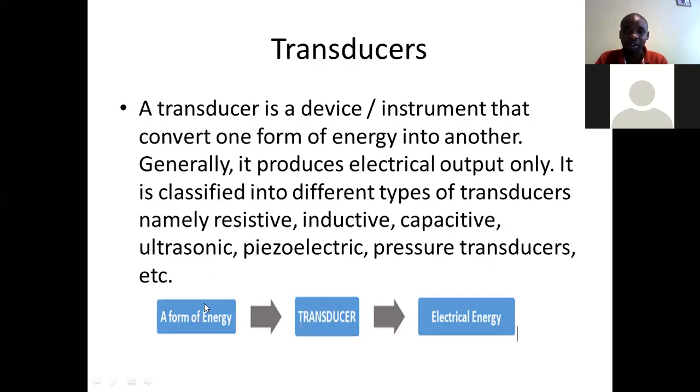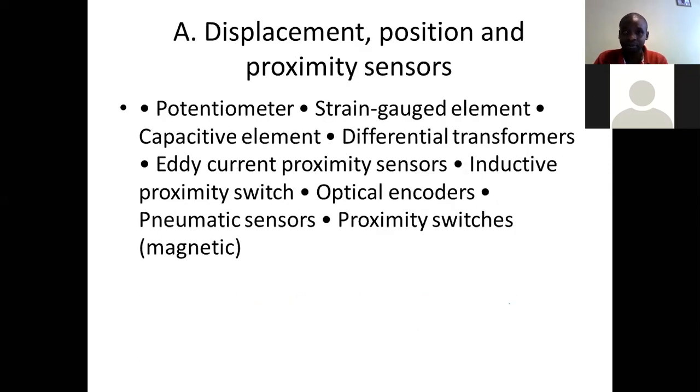You can see this diagram here. We have one form of energy. It can be mechanical, it can be heat, it can be sound. And then the transducer can convert that into an electrical energy. So most of the instruments which we have act as both sensors and transducers. That means they can sense, they can give the electrical equivalent, and they can convert it to another form of energy. So sometimes the words transducers and sensors can be used interchangeably, owing to the fact that transducers can also have sensors within themselves.